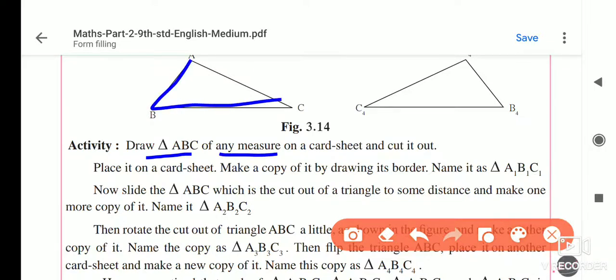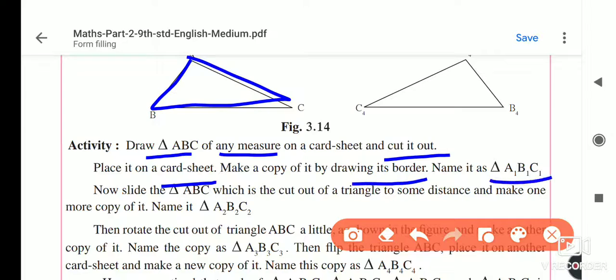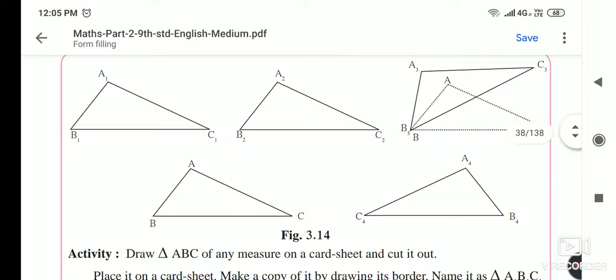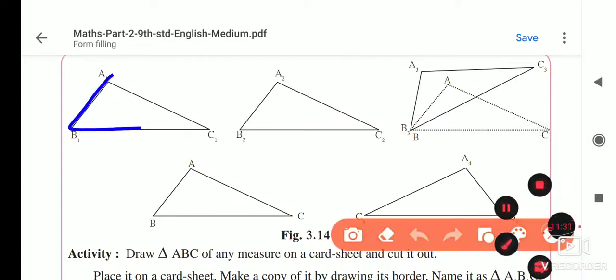Draw the triangle ABC on a card sheet and cut it out. Now afterwards we have to cut it, place it on a card sheet, and make a copy of it by drawing its border. Now we have to draw the borders, and we have to draw this first triangle, that is A1, B1, C1. This is A1, B1, C1. We have to copy it.